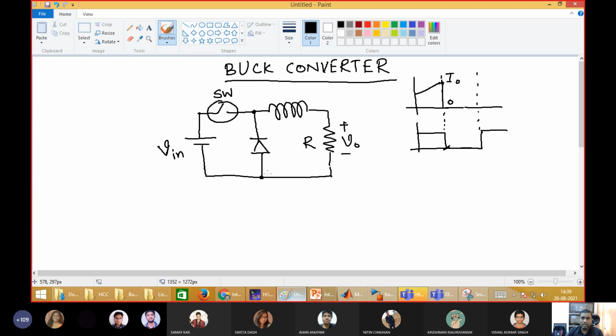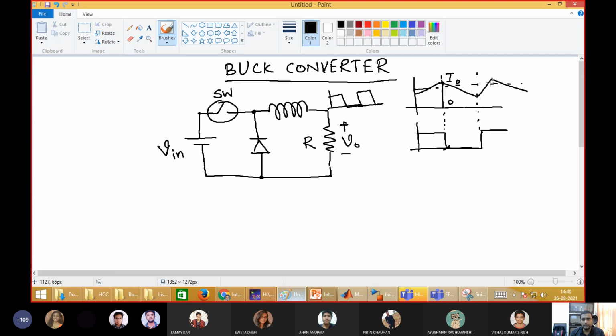Now, placing an inductor in an electrical circuit, you always remember this: placing an inductor in an electrical circuit increases the inertia of the circuit to the flow of current. So what will happen? Initially, current was something like this. Now, because of the presence of this inductor, current will flow like this. So the ripple in the current reduces. But still there is ripple in the current.